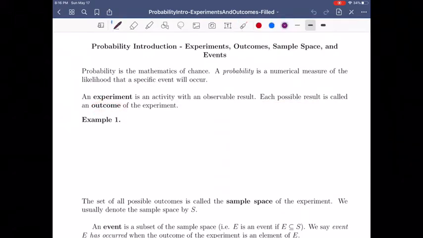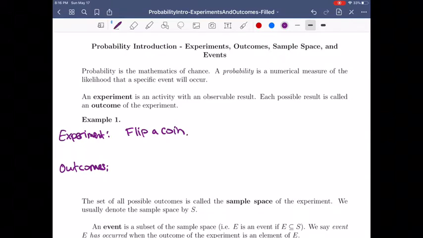Okay, so I'm going to give some examples. Experiment, and then their possible outcomes will be underneath. The easiest one that gets used a lot in probability is flip a coin. So this is an experiment. When you flip a coin, you either get heads or tails. So your outcomes are going to be heads or tails. You could also roll a die. Then your outcomes would be the numbers 1, 2, 3, 4, 5, 6, assuming that you're rolling a 6-sided die, which is what we normally have.